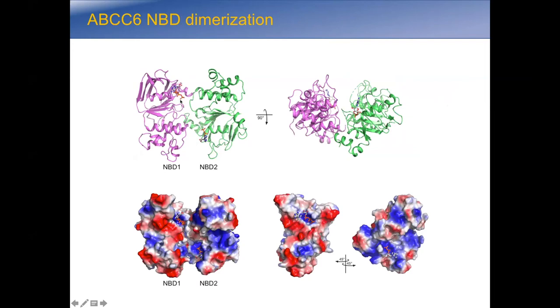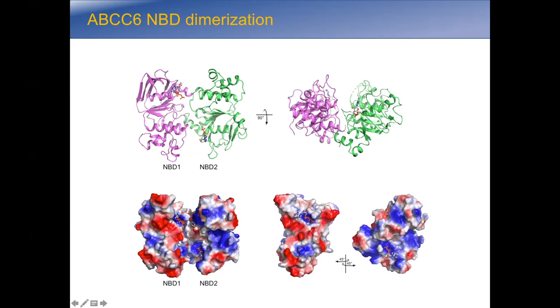There's an ATP molecule that we've modeled into the NBD1 site and the ADP that we've determined experimentally in the NBD2 site. We basically end up with these two proteins sort of halfway between the totally open state that I showed you on the prior slide, where the NBDs are dissociated, and halfway to the fully dimerized state, where they're stuck together with the ATP.